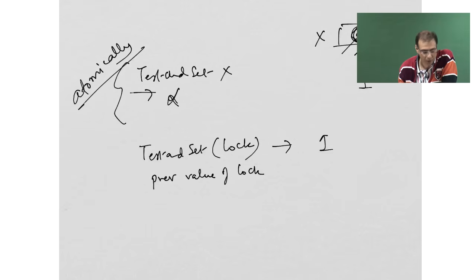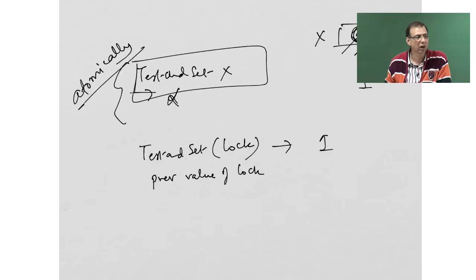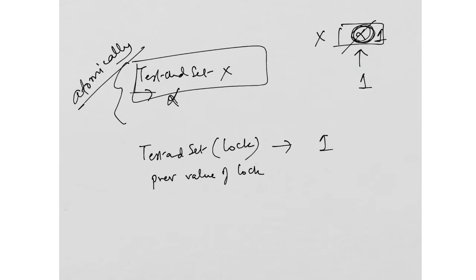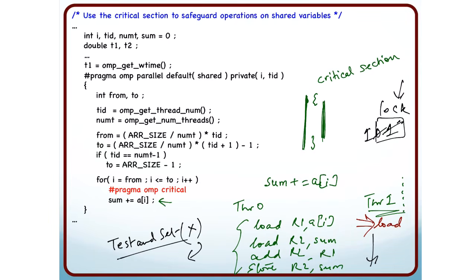So test and set is provided as an atomic instruction in most hardware architectures, and that enables you to implement locks. We'll not get deeper into test and set. It's just important for you to know that this instruction exists in most architectures and it can be used to implement locks. So using that I can implement this lock and I can implement critical sections.